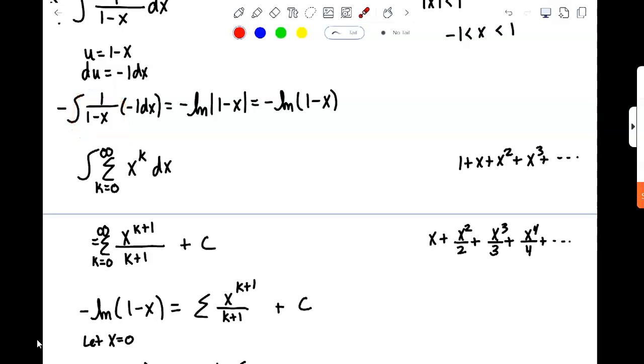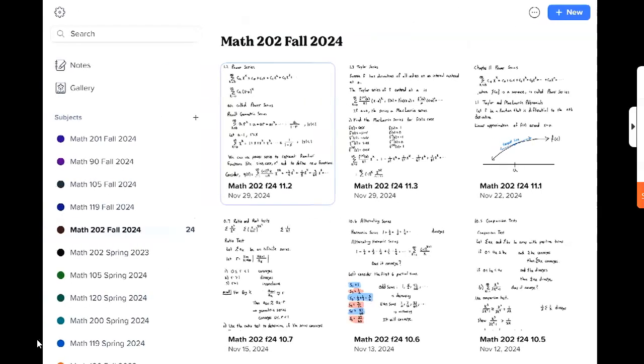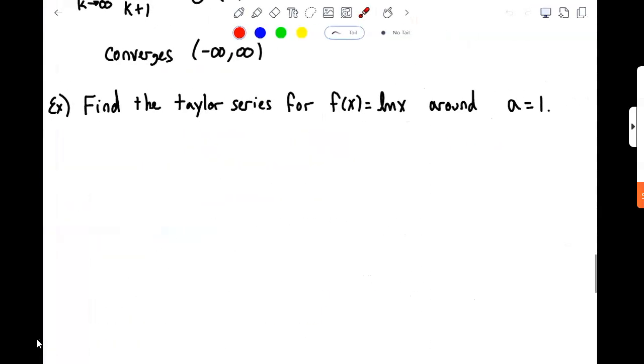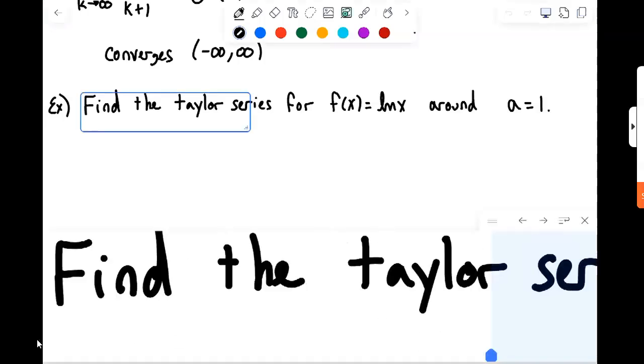Okay, so this is a different center. This is a series with a different center. So it's going to look a little different. Should look somewhat similar, but still different because it is at a different center.